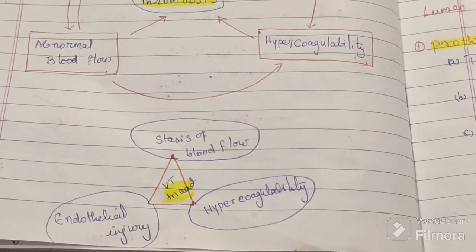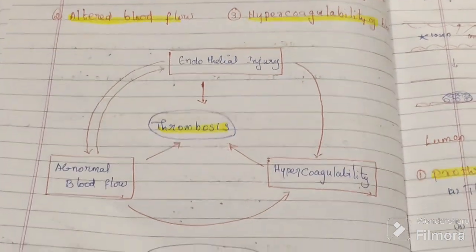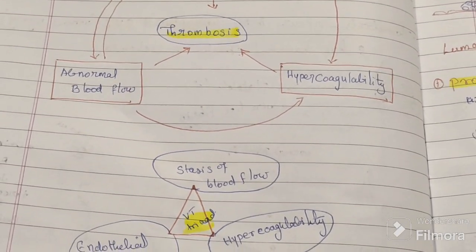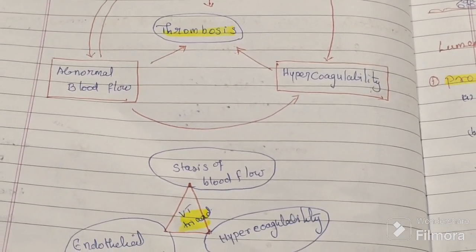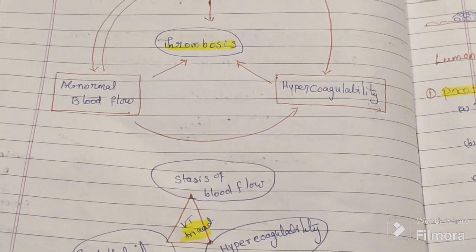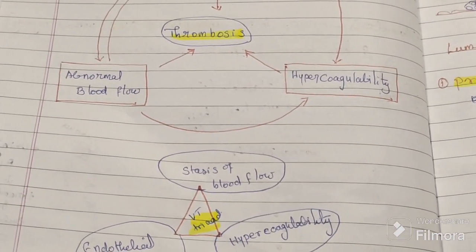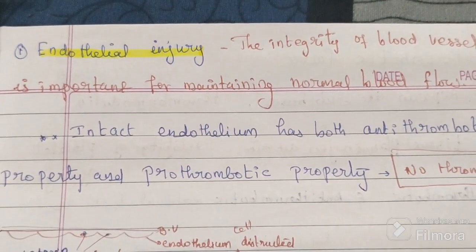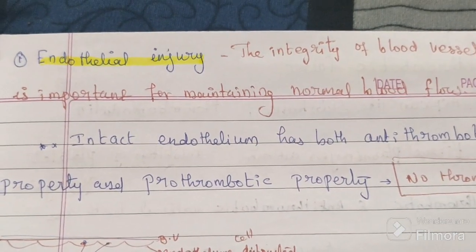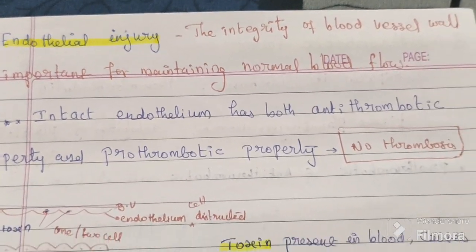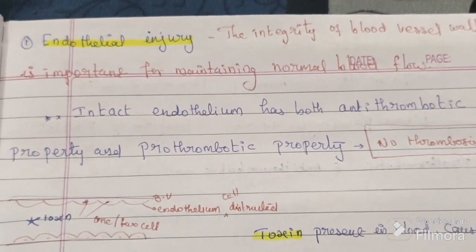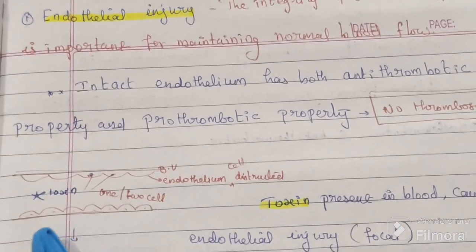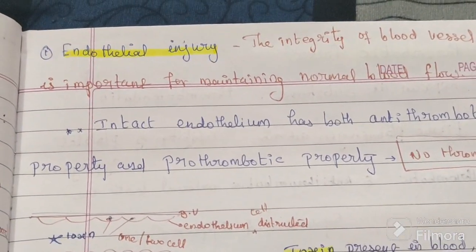Then altered blood flow. There are two types of altered blood flow: stasis and turbulence. The third one is hypercoagulability. So the first one is endothelial injury. The integrity of the blood vessel wall is important in maintaining normal blood flow. That vessel wall is important for normal blood flow.